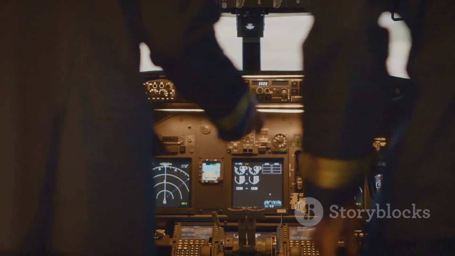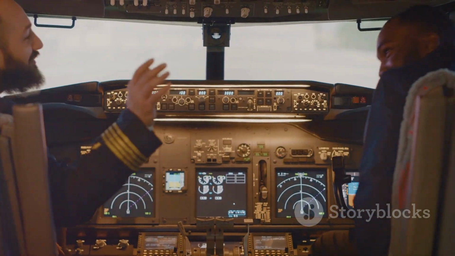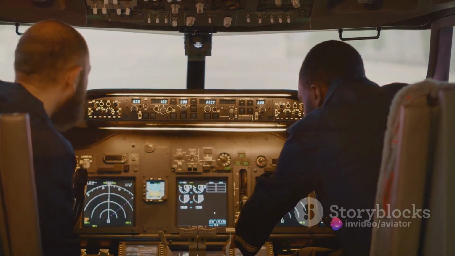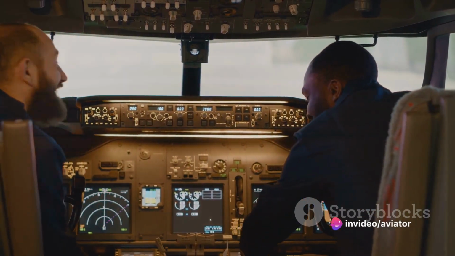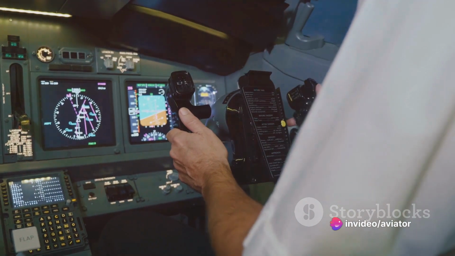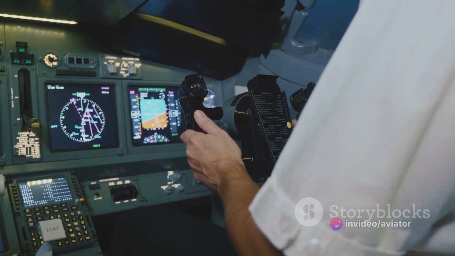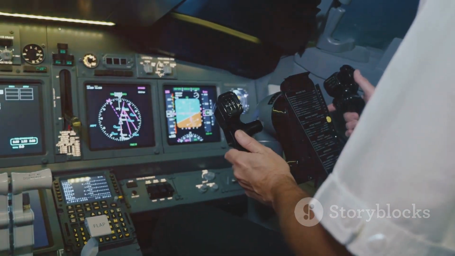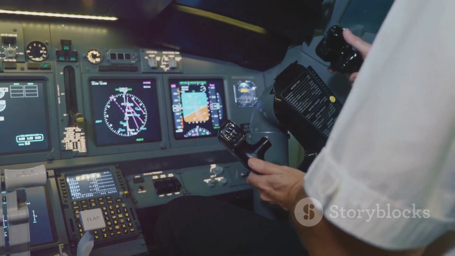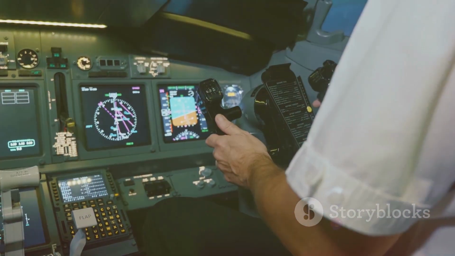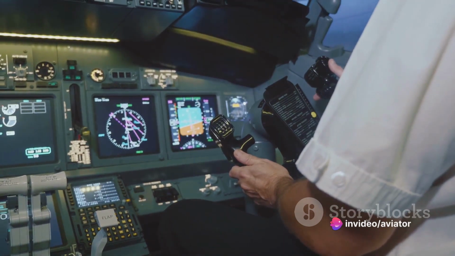In real-world flying, these control inputs are often combined. For instance, during a turn, the pilot will roll the aircraft to one side using the yoke, use the rudder to align the aircraft and adjust the pitch to maintain altitude. Similarly, during climbs and descents, the pitch and power settings need to be adjusted simultaneously to maintain a stable flight.